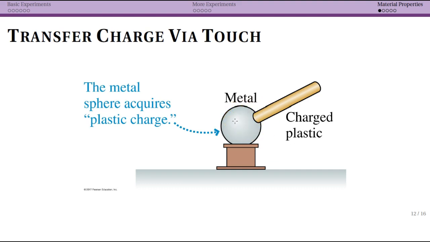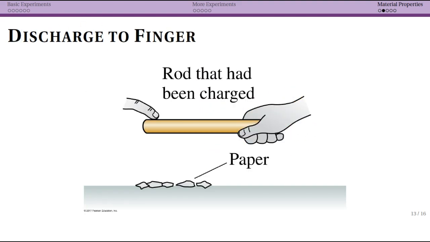How do I know that? Well, the metal sphere would attract little bits of paper, meaning that it is charged. And if I brought a hanging plastic rod near the metal sphere, it would repel it. So this acts as if it is itself a charged plastic rod. So touch it seems to transfer charge.